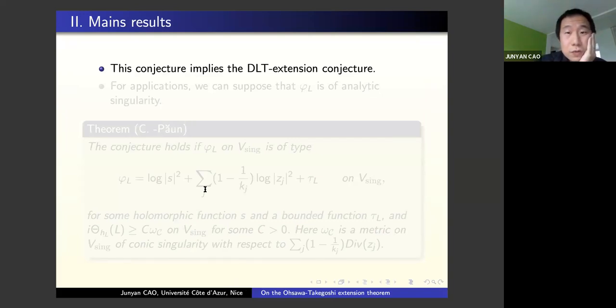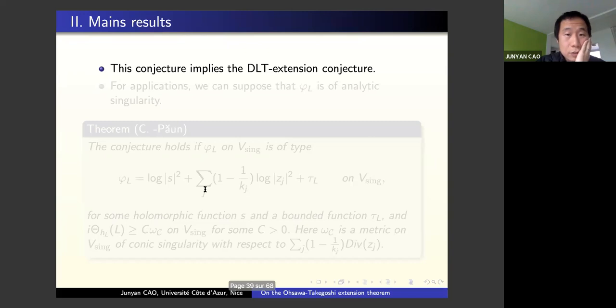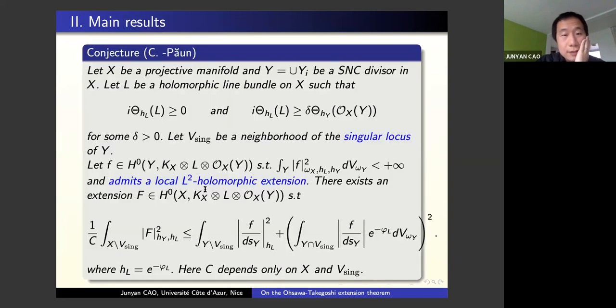And moreover, for applications, we can also assume that phi L, which is the weight function of HL, is of analytic singularity. So for this conjecture, we cannot prove it in full generality. We don't know whether this conjecture is true or false.